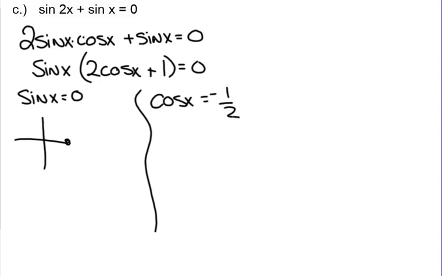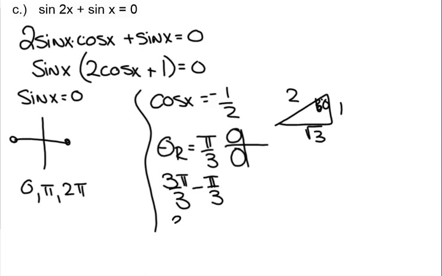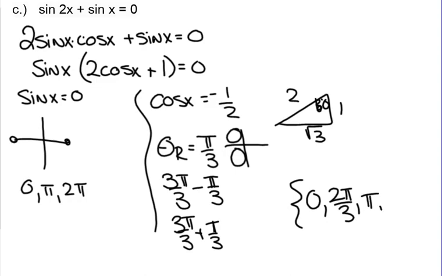Where our y is 0 is at 0, pi, and 2 pi. Where cos is equal to 1/2, that's our 60 degrees, which is pi over 3. And cosine is negative, so quadrant 2 and quadrant 3. Well, that piece is going to be 3 pi over 3 subtract pi over 3, and 3 pi over 3 plus pi over 3. So our final answer would be 0, 2 pi over 3, pi, 4 pi over 3, and 2 pi.